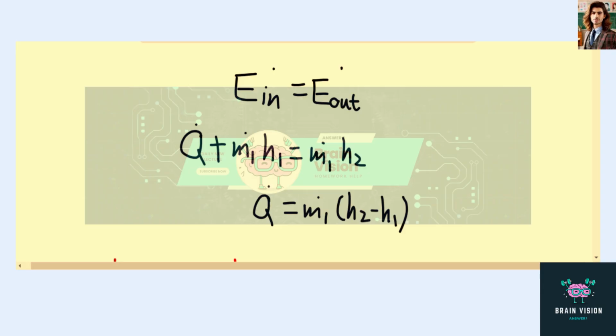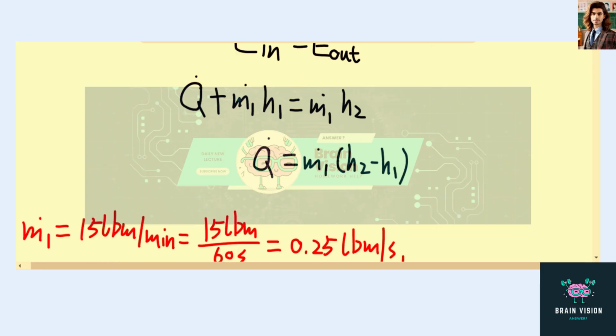So first we can set out the energy balance equation here, which is E dot in equal to E dot out. We expand it, we have Q dot plus M dot 1 times H1 is equal to M dot 1 times H2. So if we do some arrangement here, eventually we have Q dot is equal to M1 dot times H2 minus H1. So Q dot here is the rate of heat transfer in the steam, and M dot 1 here is the mass flow rate for the steam. And H2 here is the final enthalpy of the steam, and H1 is the initial enthalpy for the steam.